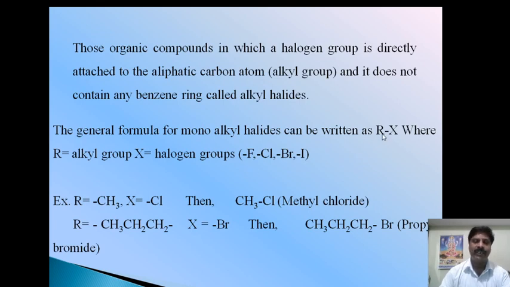Here R is directly an alkyl group, and it doesn't contain any benzene ring, and hence it is called an alkyl halide. Suppose, for example, we put R equal to CH3 in the general formula RX, and X equal to Cl, then this is methyl chloride. Suppose R is equal to propyl, and X is Br, then we will get propyl bromide. These are the examples for alkyl halides.